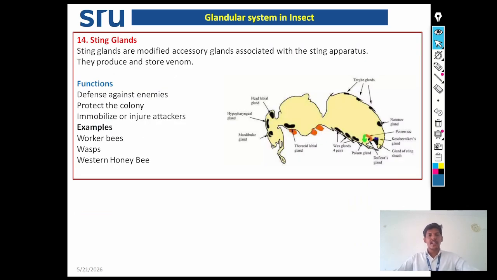Next, sting gland. Sting glands are modified accessory glands. See here, these are the sting glands, associated with the sting apparatus. They produce and store venom. The secretion defends against enemies, protects the colony, and immobilizes or injures attackers. So sting glands are there in worker bees, wasps and western honeybees.